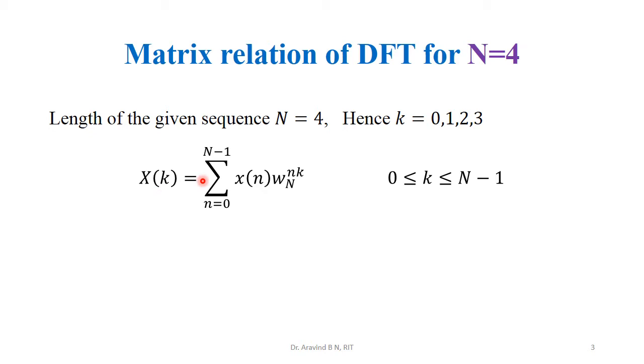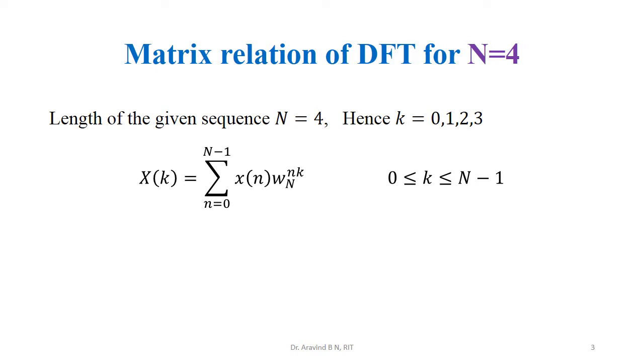X of k is equal to summation n equal to 0 to N minus 1 x of n omega N power nk, for all the values of k running from 0 to N minus 1. Here you have to remember there is no input with respect to x of n. So we are not calculating any answers for this. We are not going to have any input values for x of n. We are just making use of the sequence length and the values of k, and the expansion of the summation of length N equal to 4.